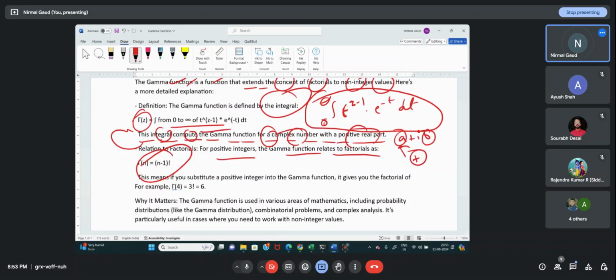Okay, fine. However, for positive integers, this is how we can write the gamma function. Gamma n is n minus 1 factorial, so gamma 4 is 3 factorial, that is 6. Easy.